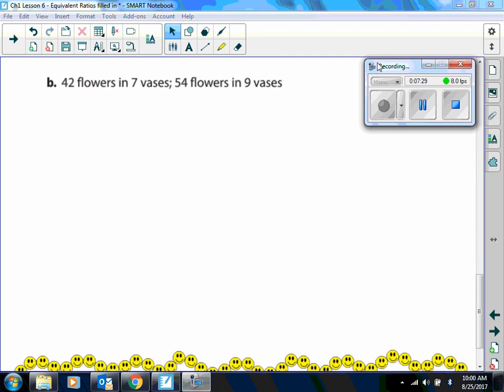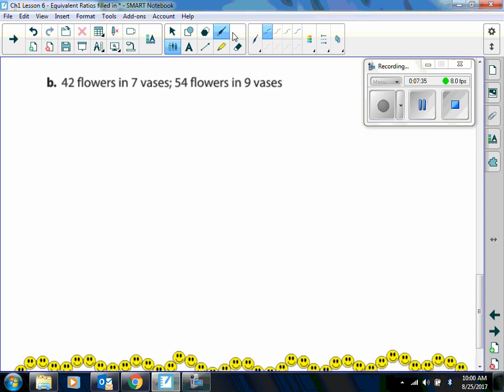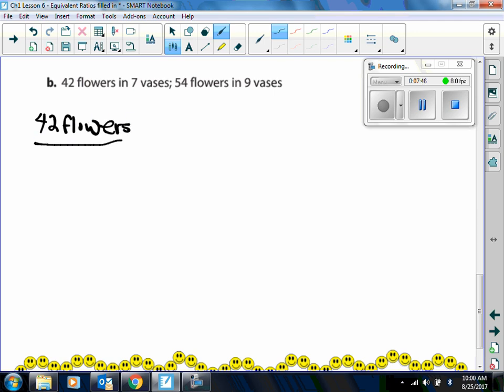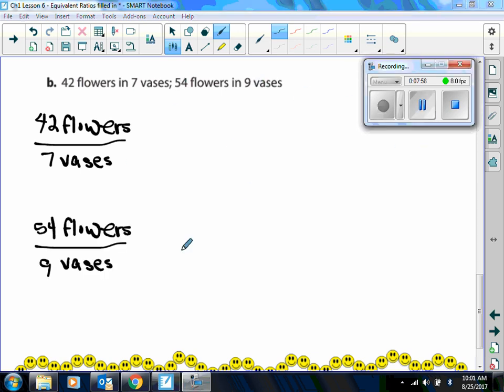So now we've got 42 flowers in 7 vases and 54 flowers in 9 vases. So we've got 42 flowers in 7 vases and we've got 54 flowers in 9 vases. So these are our original rates. Now we want to change them both to unit rates. Very good. So here we're going to divide by the denominator.